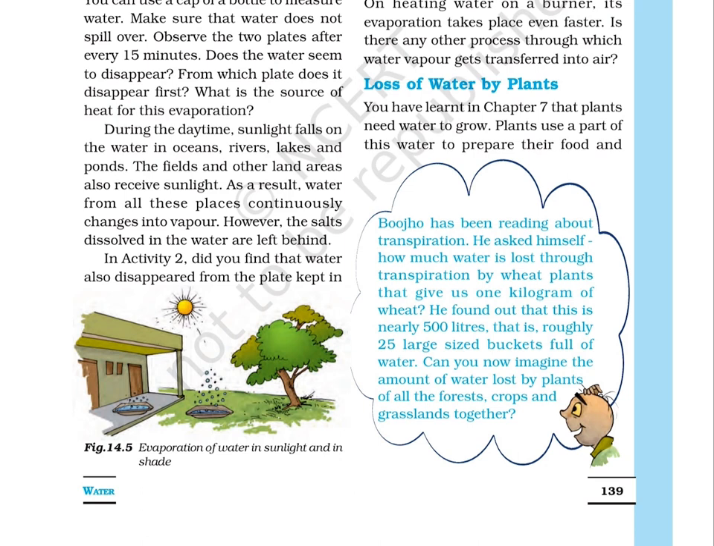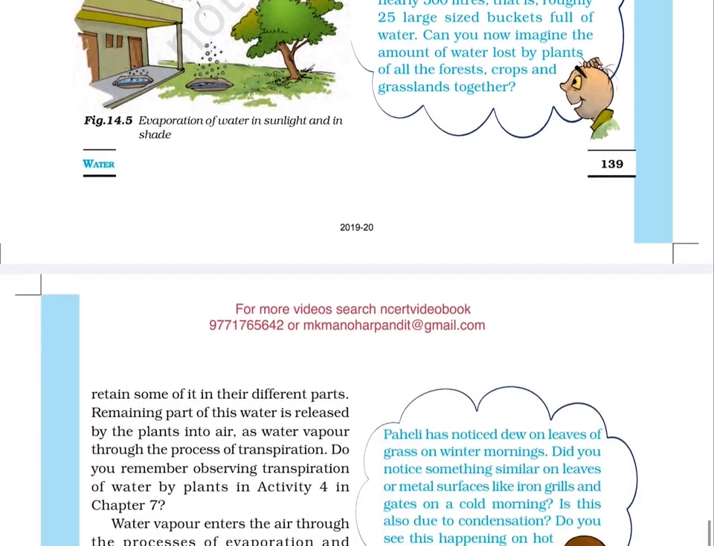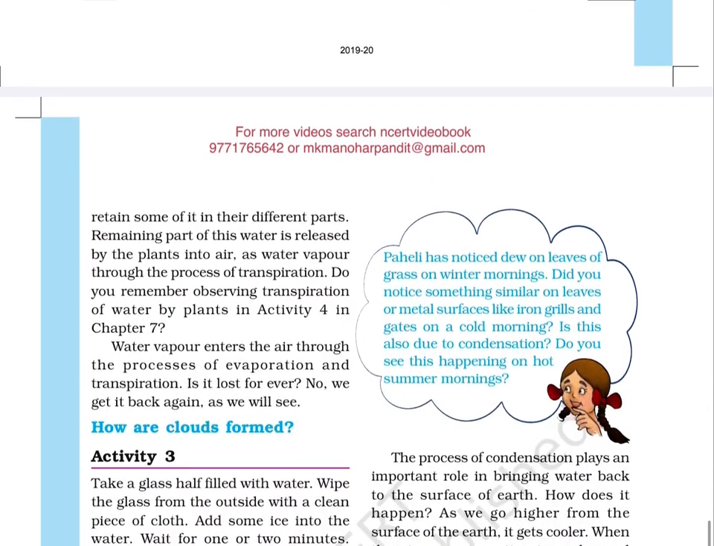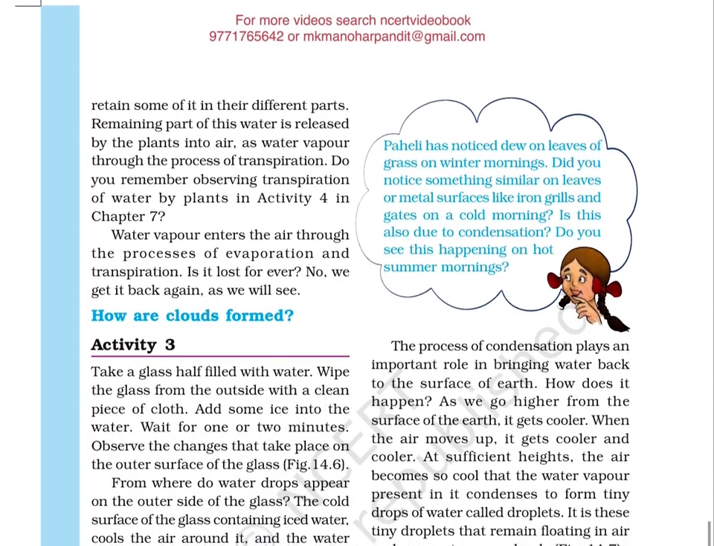Can you now imagine the amount of water lost by plants of all the forests, crops and grasslands together? Loss of water by plants. You have learnt in chapter 7 that plants need water to grow. Plants use a part of this water to prepare their food and retain some of it in their different parts. Page 140. Remaining part of this water is released by the plants into air as water vapor through the process of transpiration. Do you remember observing transpiration of water by plants in activity 4 in chapter 7?